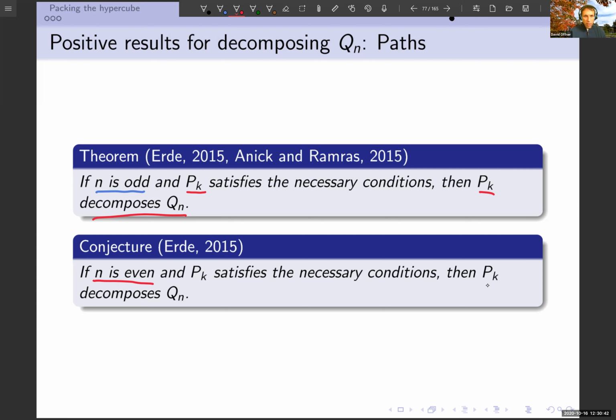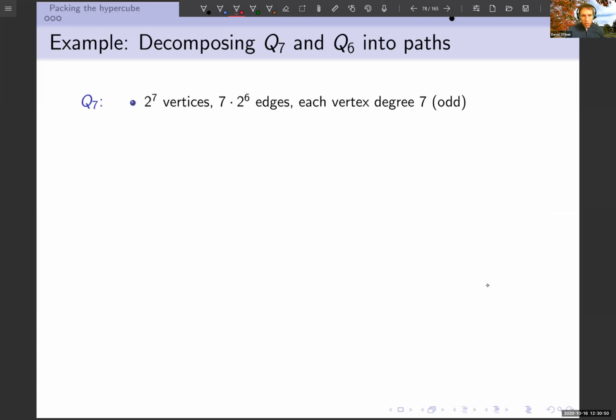Sort of silly me, I thought, if they did the even case, what could be so hard about the odd case? Sorry, the opposite: the even case is significantly harder than the odd case. Let me do a couple of calculations. Q7 and Q6 are pretty close to each other, so let's see why the path problem for Q7 is easier than for Q6. For Q7, we have 2^7 vertices, 7 times 2^6 edges, and each vertex has degree 7. The key is that 7 is odd.